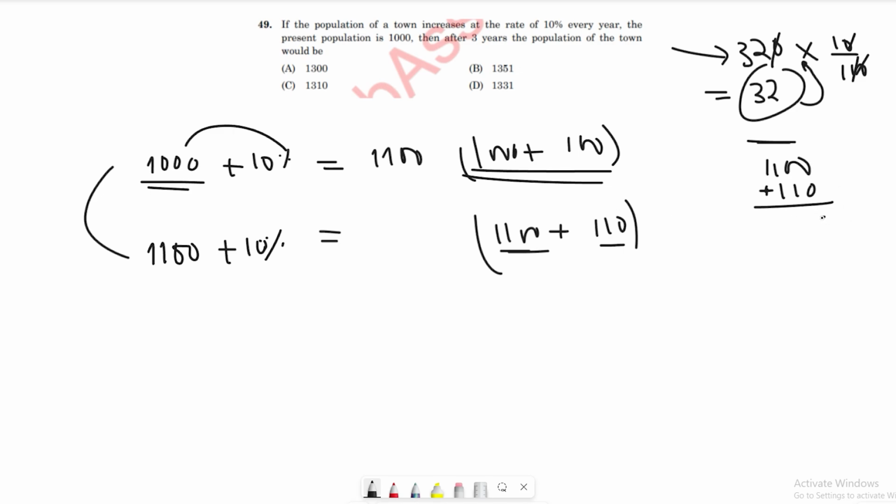Very important. 0 plus 0 is 0, 1 plus 0 is 1, 1 plus 1 is 2, and 1, 2, 1, 0 is the population for the second year. This is the first, this is the second.